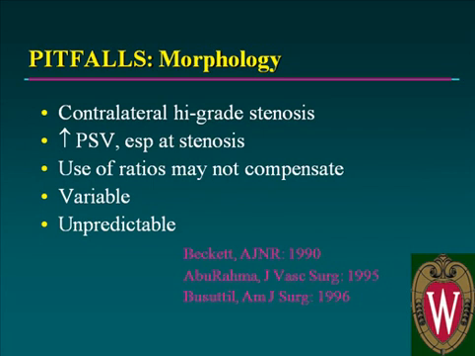In some cases, if you have a high-grade stenosis on one side, that will cause velocity elevation on the other side. In some studies, the use of ratios, that is the ICA/CCA ratio, does not compensate, and the effects from one side to the other can be highly variable. So in those cases, I recommend you use grayscale measurement and color Doppler to give you a better sense of the degree of stenosis on the contralateral side, the side away from the high-grade stenosis.